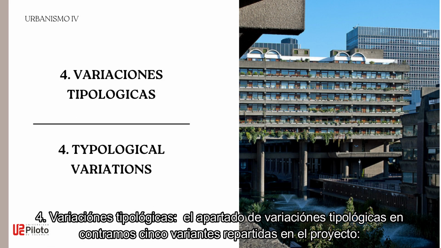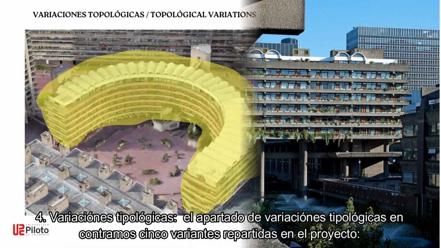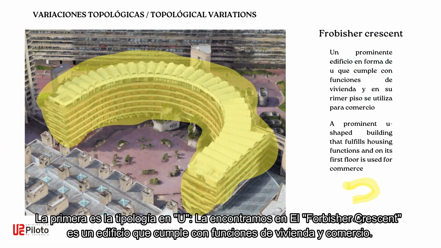Point 4. Typological variations. In this segment, we can find 5 different typologies scattered around the project. The first typology is U-form. We can find it around the building Frobisher Crescent. This project was made for only housing and commerce.